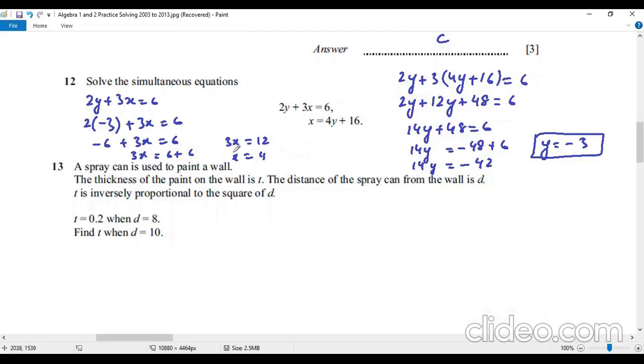So the values of x and y are found out, and you can write the answer in the form of coordinates. X is 4 and y is negative 3. You get full marks for this question.